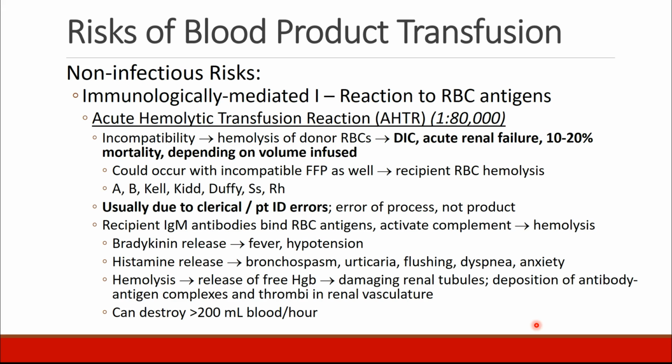In these patients, the recipient's IgM antibodies attack and bind to the antigens on the donor's red blood cells. They activate complement and lead to hemolysis, which is destruction of the red cells. Bradykinins are released, which leads to fever and hypotension. Histamine is released, causing bronchospasm, urticaria, flushing, dyspnea, and anxiety. And the hemolysis leads to a release of free hemoglobin, which is a relatively toxic compound. It damages the renal tubules, leads to deposition of these antibody-antigen complexes and thrombi throughout the renal vasculature, and this hemolytic process can destroy upwards of 200 milliliters of blood per hour.